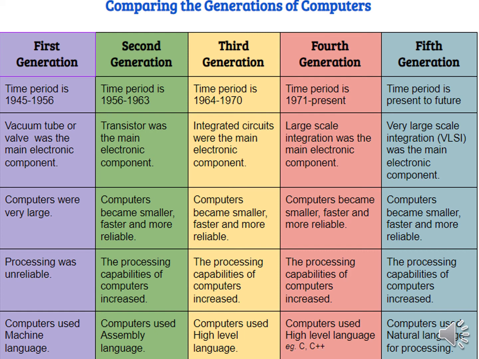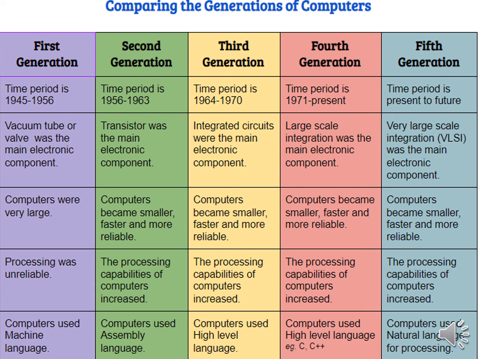The time period for the second generation of computers was 1956 to 1963. Transistors were the main electronic component. Computers became smaller, faster, and more reliable. The processing capabilities of computers also increased, and computers used machine language in the second generation.